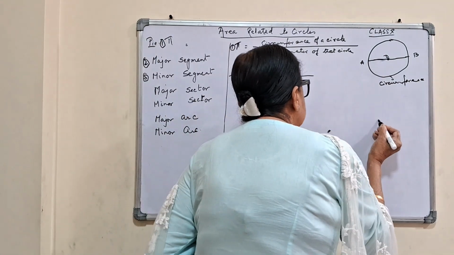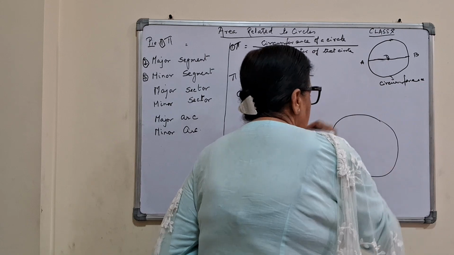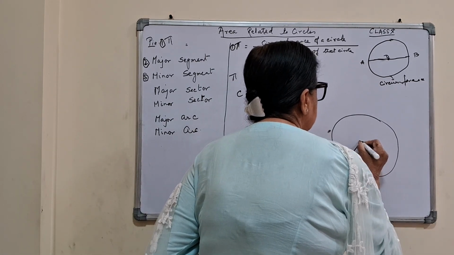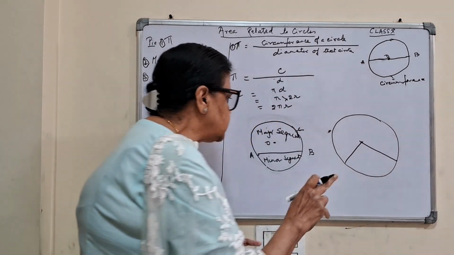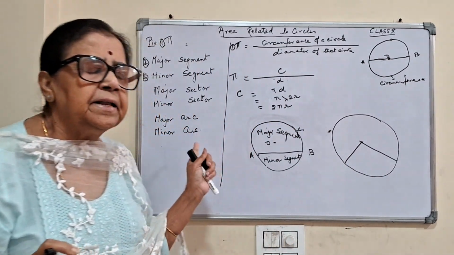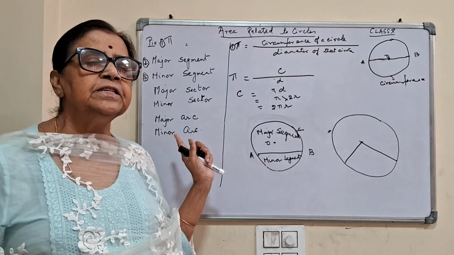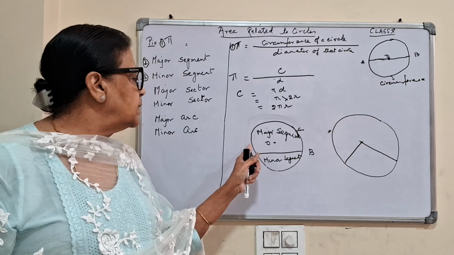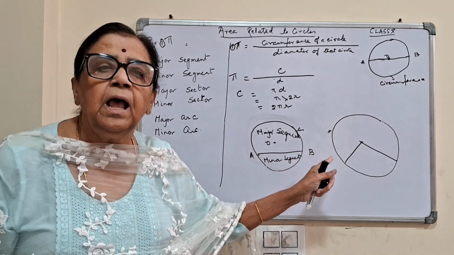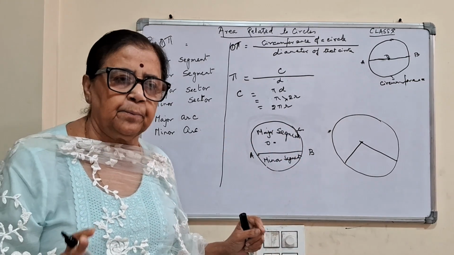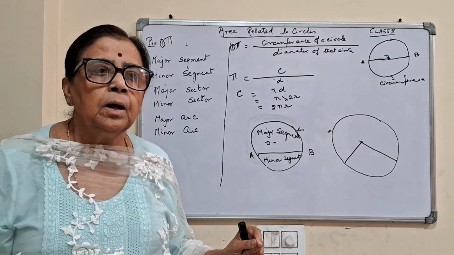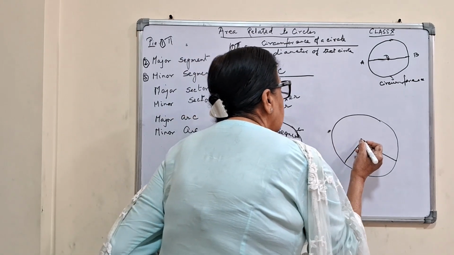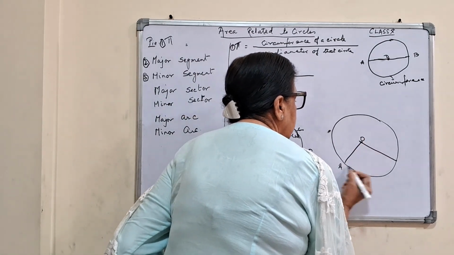Now, if it is a circle, this is the center with two radii. Before I start this, AB is a chord, and which is the longest chord? The longest chord will be the one that passes through the center, and it divides the circle into two equal segments. Okay, then this is O, this is A, B.